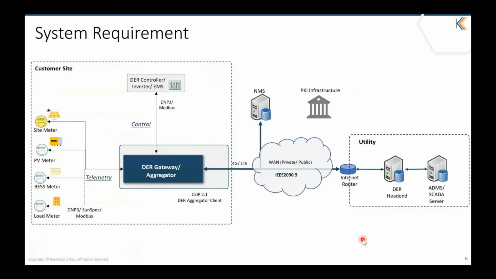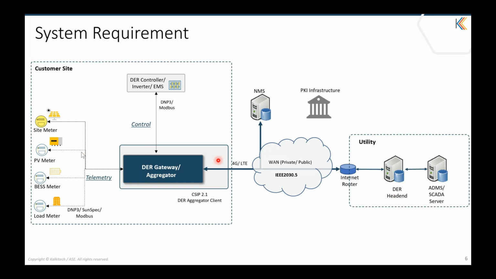Here are the system requirements at a high level. You can see that there is a customer site having multiple types of DER assets, which needs to be integrated with the utility system, which has a DR head-end and maybe a DERMS or SCADA systems.